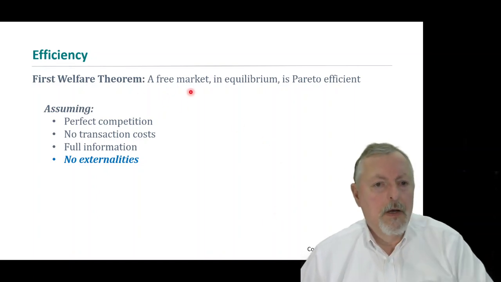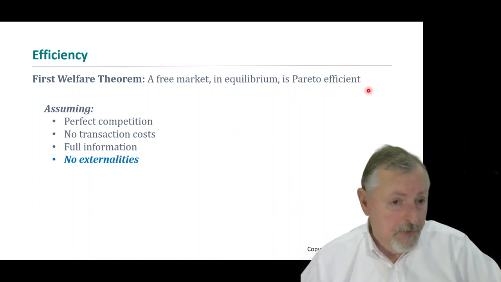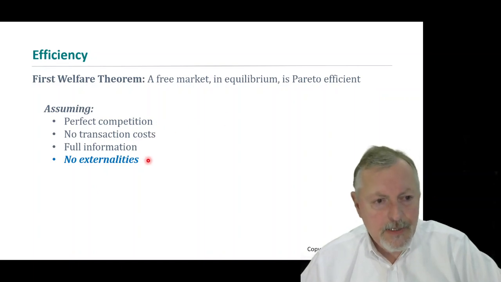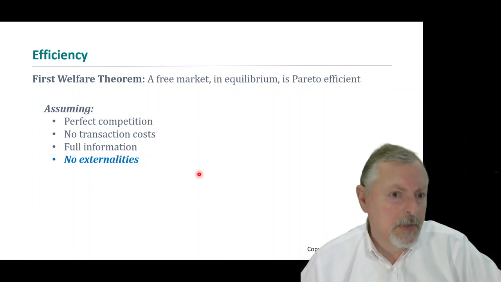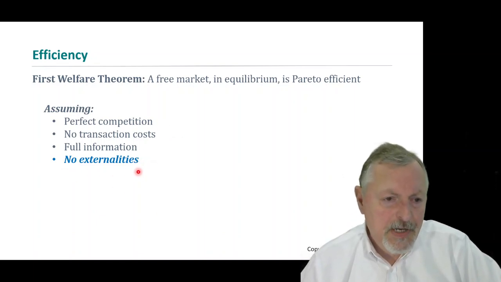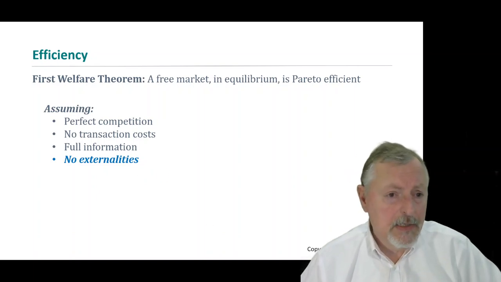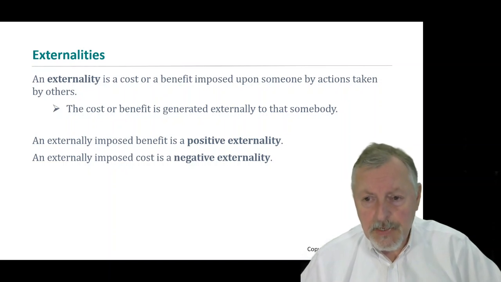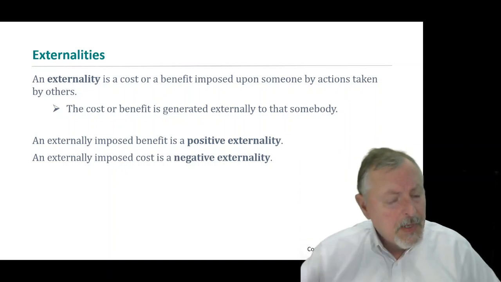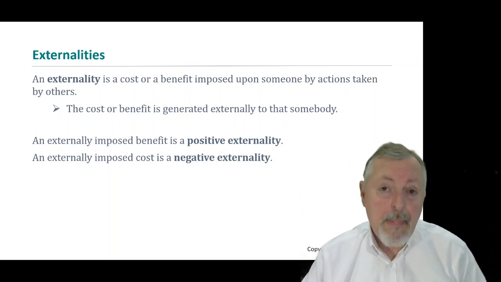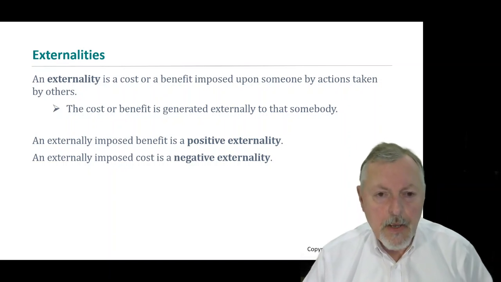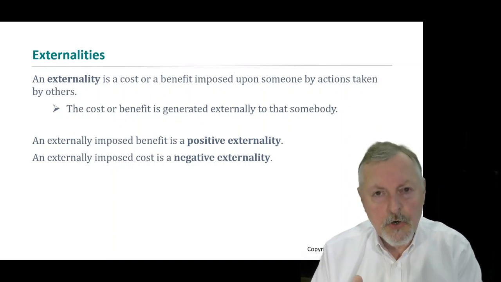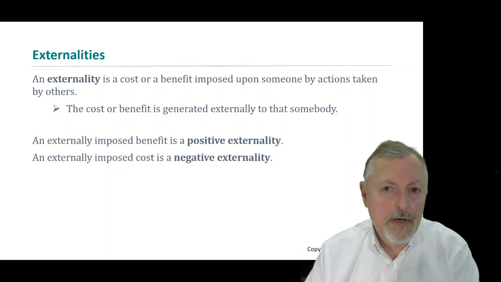So, a free market in equilibrium is Pareto efficient, assuming these things are true. And there's the rub. In the real world, these things are never perfectly true. In particular, we're going to look at now no externalities. An externality, as you should remember from principles, is a cost or a benefit to a transaction that is incurred by someone who is not a party to the transaction.